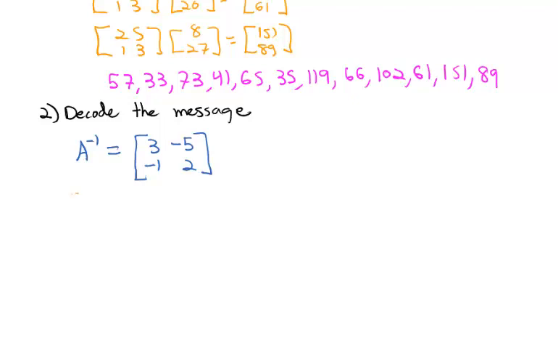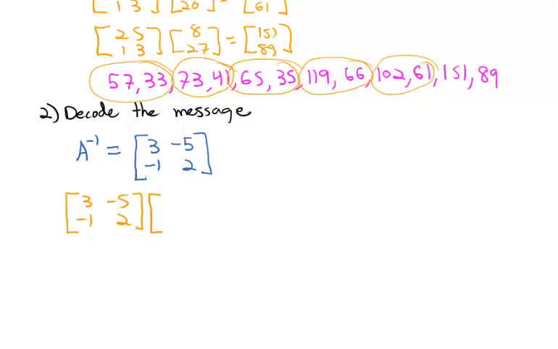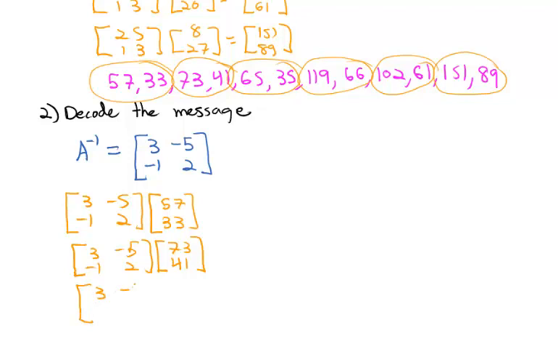And so in much the same way, we're going to multiply the inverse on the left, 3, -5, -1, 2, times each of the elements in our message. And when we do that, we have to pair them up because our inverse is a 2x2, so we need columns of 2. Very similar to how we coded the message, 57, 33. 3, -5, -1, 2 times 73, 41. 3, -5, -1, 2 times 65, 35.